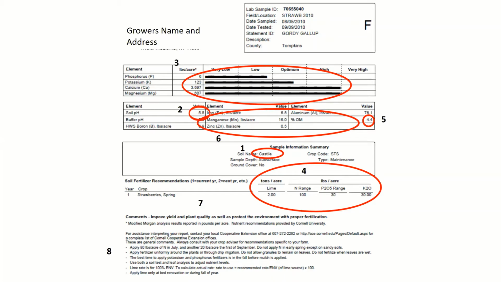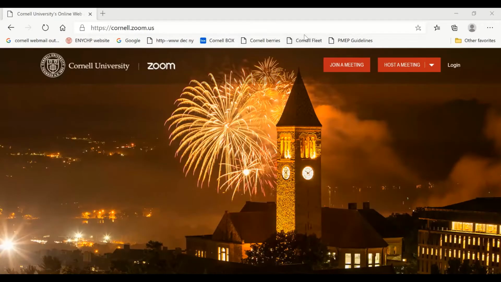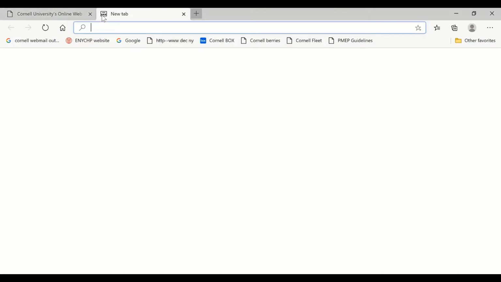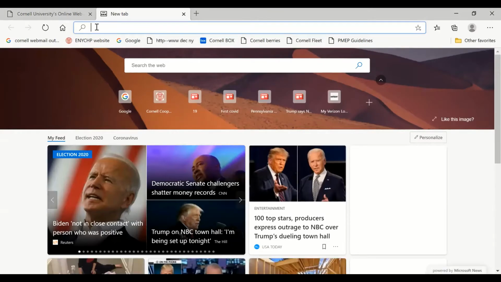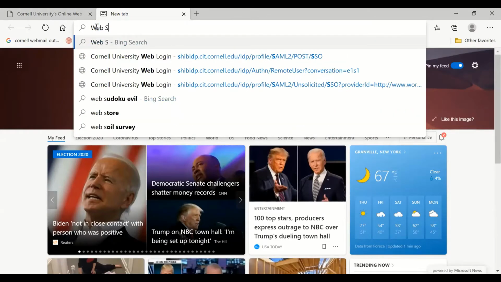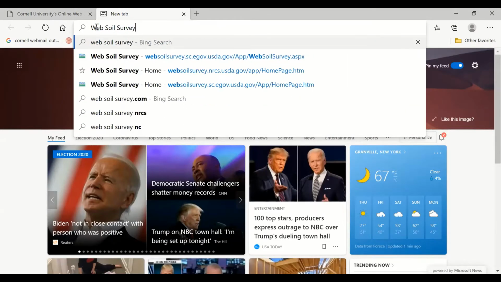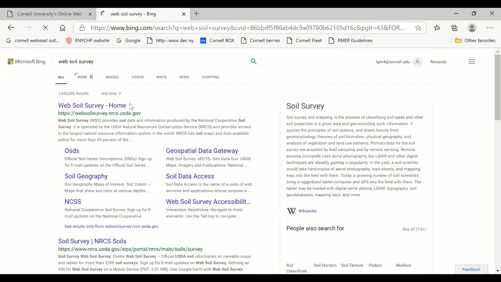So that's why, you know what, I'm going to be brave. We're going to go right to the web soil survey right now. Do you mind, David, if I try this? I'm going to try to share the screen again. Hold on a second. Let's see if I can find it. Can you see the internet? Yeah, we can see the internet.